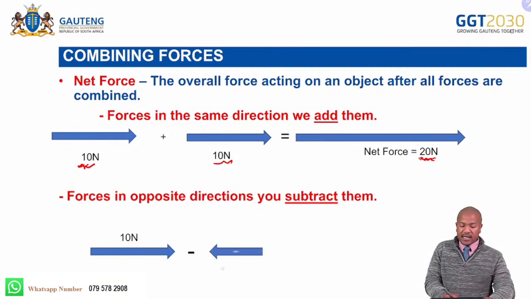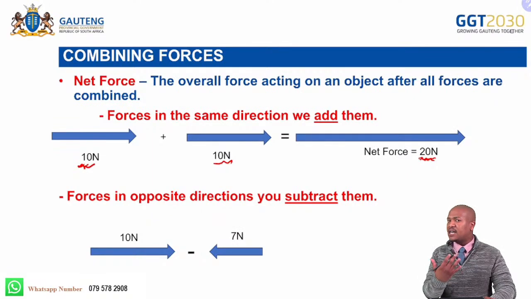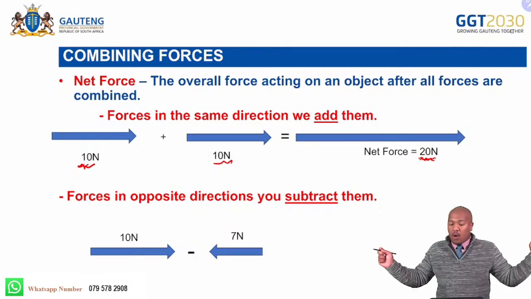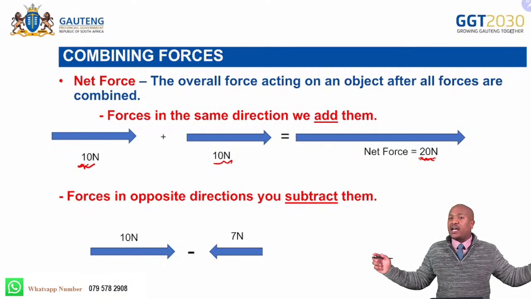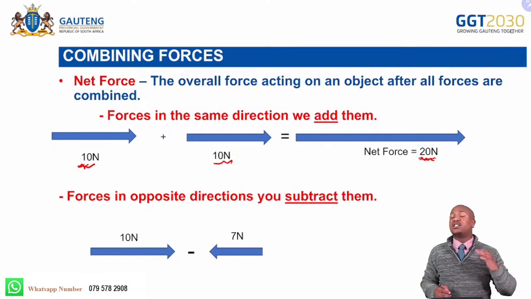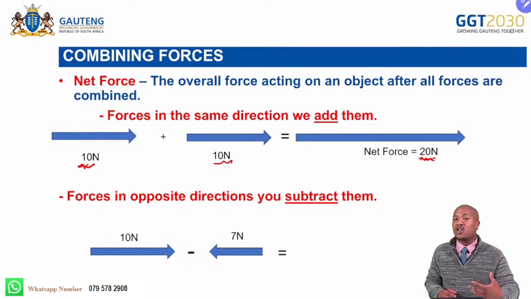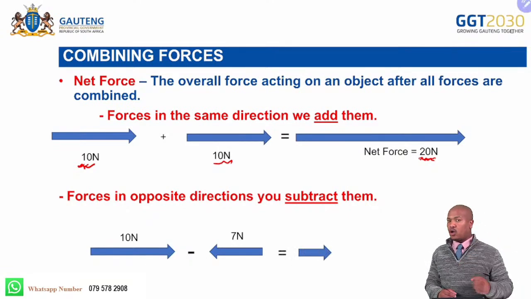Minus the one that has 7 newtons of force to the left. So what will be the resultant force here? What will be our net force? It is 10 newtons minus 7 newtons because they are pulling in opposite directions. They are moving in opposite directions. We have to subtract them. So it is 10 newtons of force minus 7 newtons of force to give us a whole net force of 3 newtons.